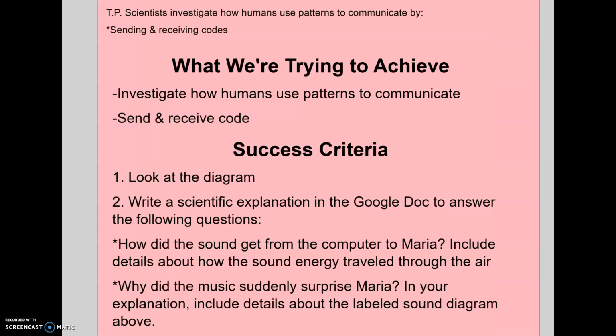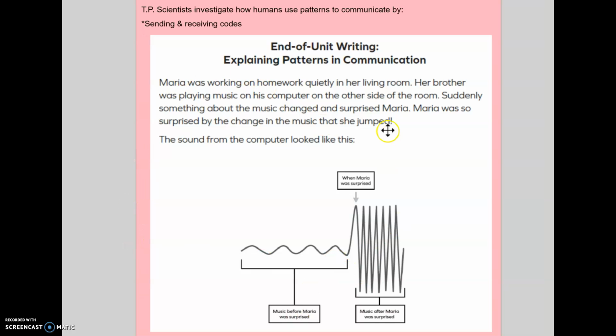So your job is to look at that diagram and then write a scientific explanation in the Google Doc to answer the following two questions. How did the sound get from the computer to Maria? Include details about how the sound energy traveled through the air. And why did the music suddenly surprise Maria? In your explanation, include details about the labeled sound diagram that we just looked at here.